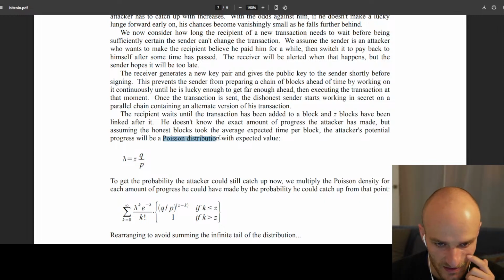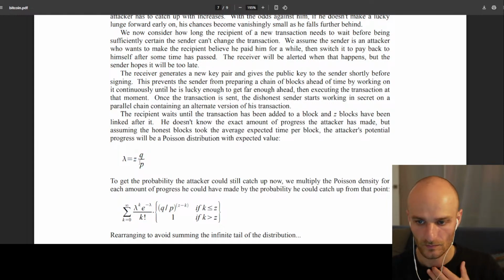So a Poisson distribution is a distribution where the events in each moment have the same probability to happen independently of the previous events. Therefore, in this type of distribution, the expected value of the event, lambda, will be equal to the probabilities in this fraction multiplied by z. So this is the probability.